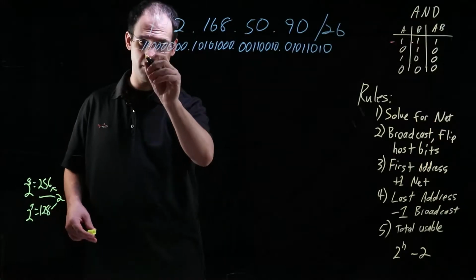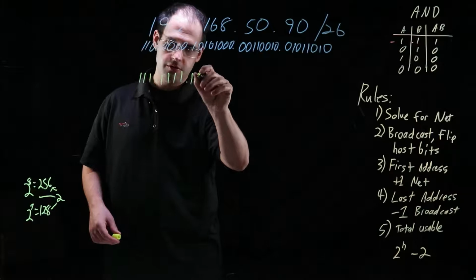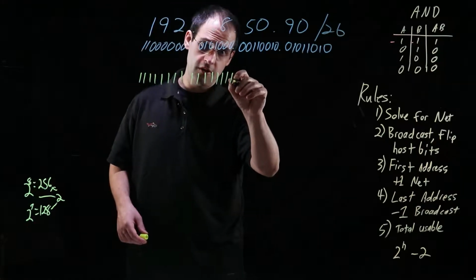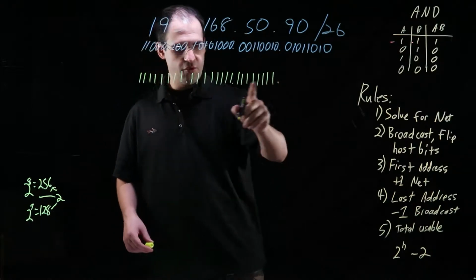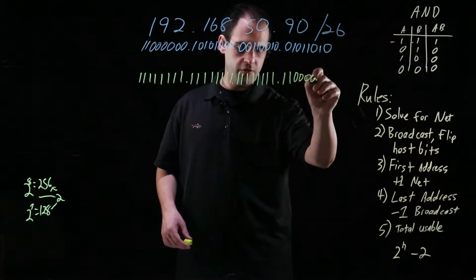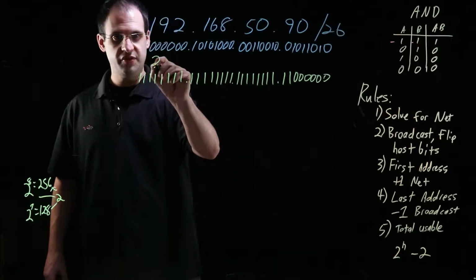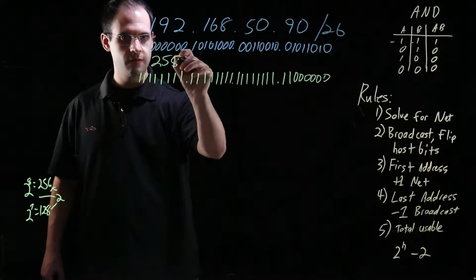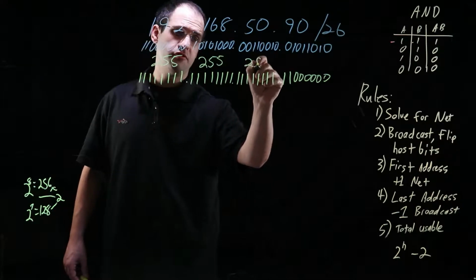This is getting repetitive. 1, 2, 3, 4, 5, 6, 7, 8, for each of the first three octets. Then 24, 25, 26. 1, 2, 3, 4, 5, 6. Whew. Okay, 255, 255, 255.